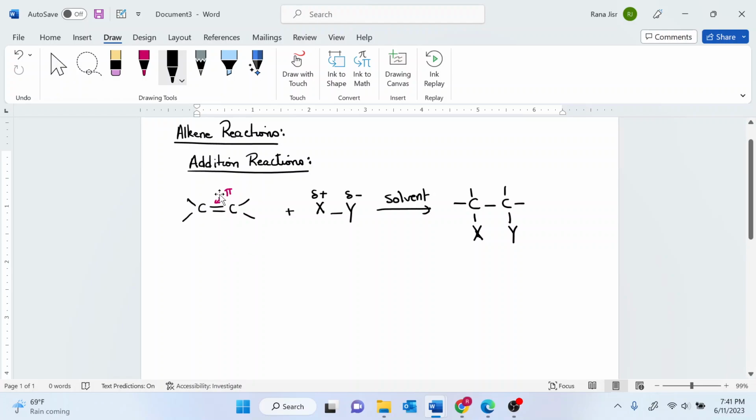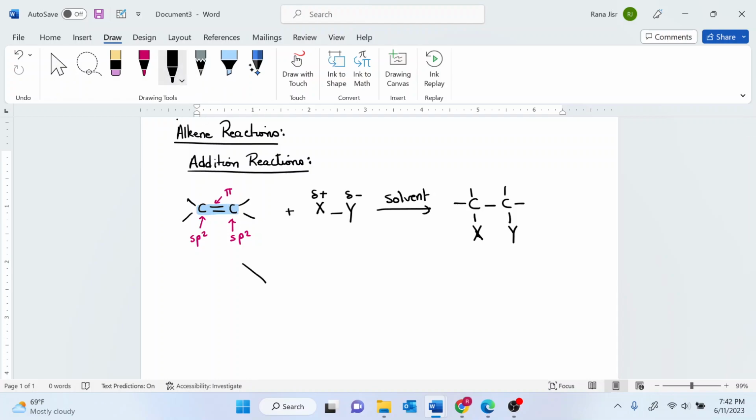If you look at the alkene, alkenes are planar in geometry. And the hybridization of each one of these carbons is sp2. The double bond carbon is nucleophilic. And the reason it's nucleophilic is because you have a pi bond, which is the overlap of two p orbitals.